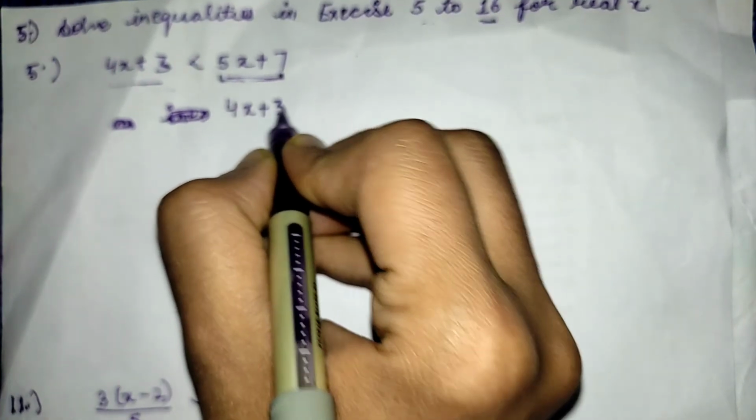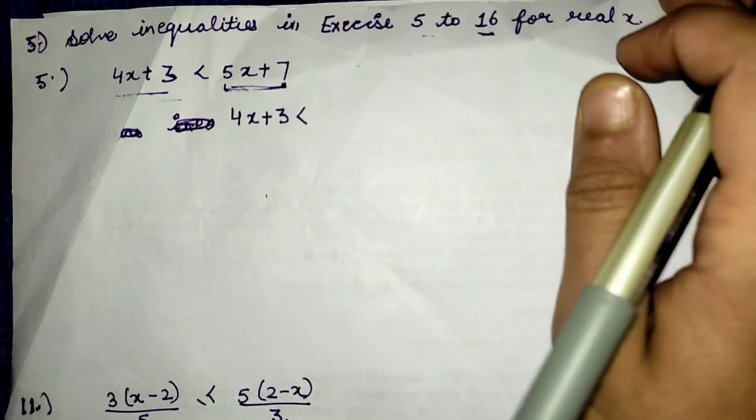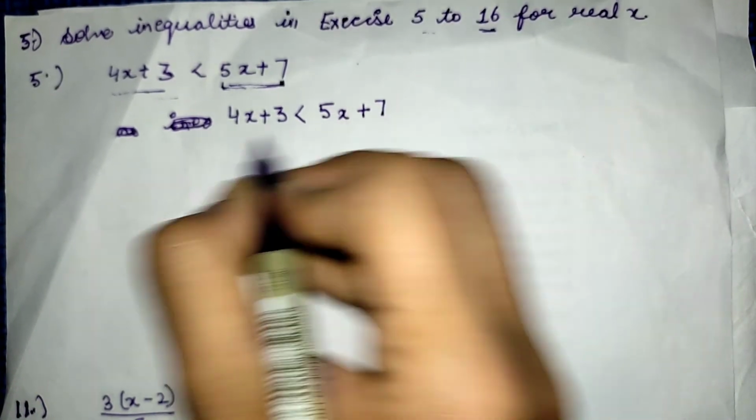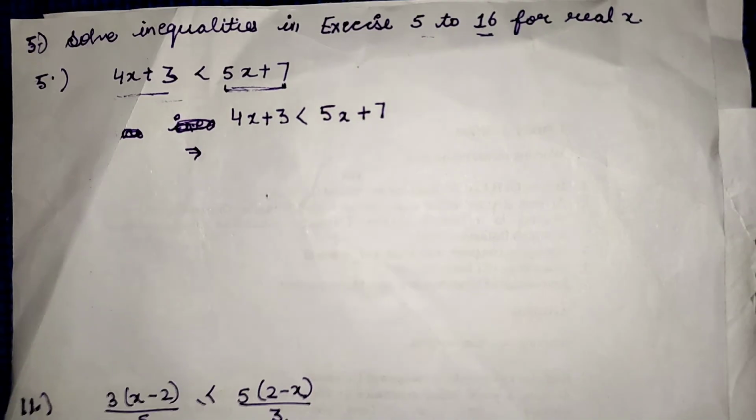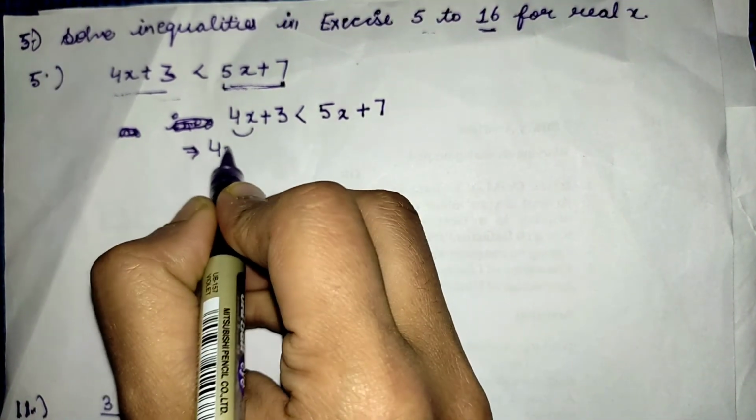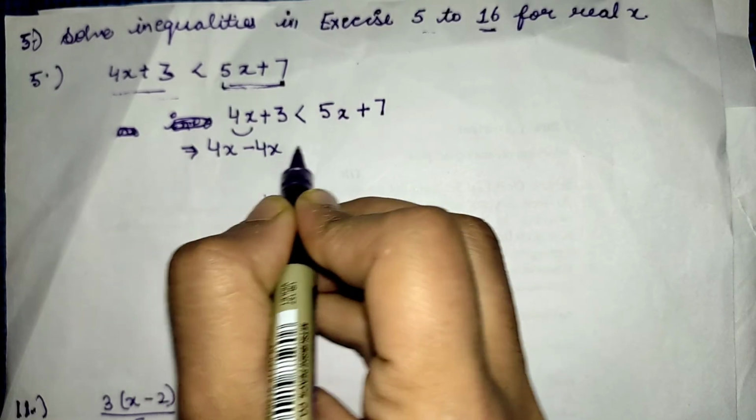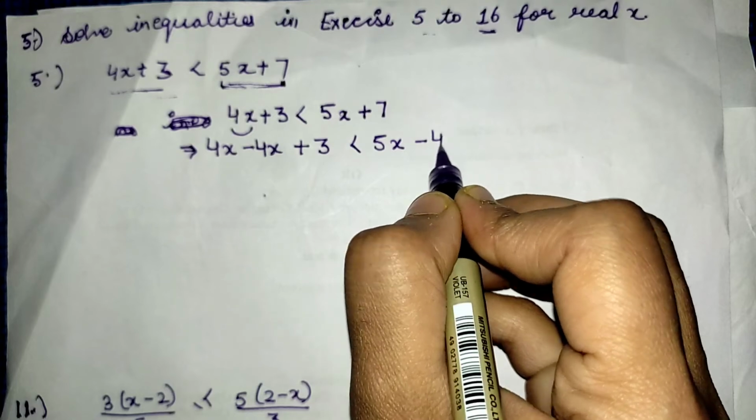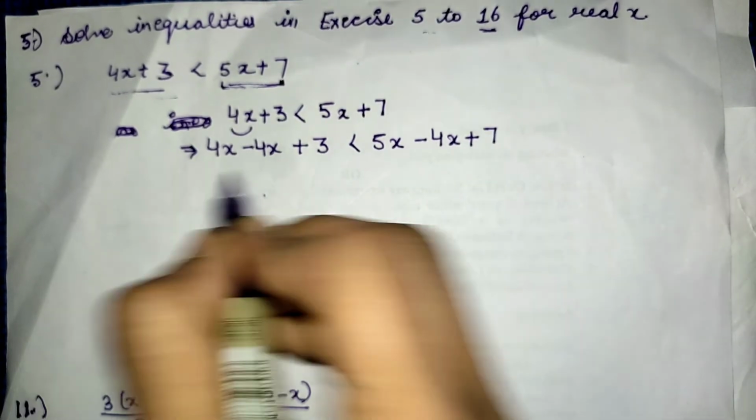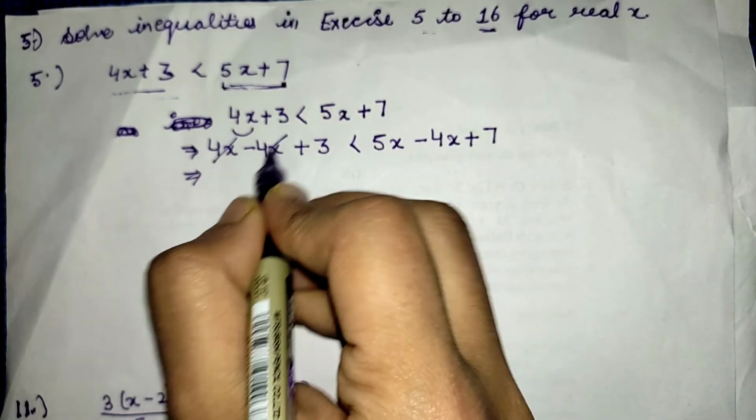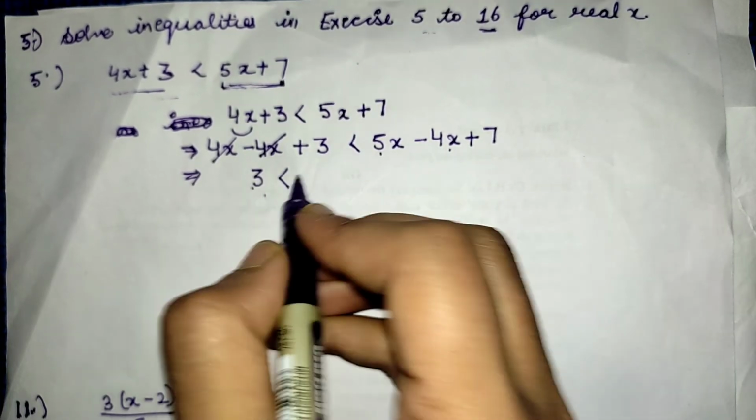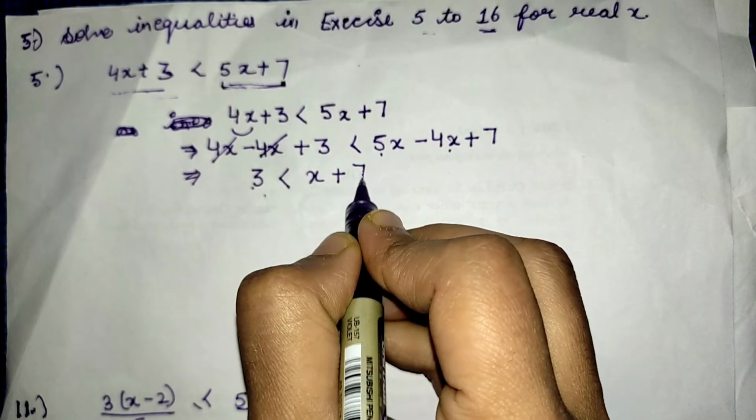4x plus 3 is less than 5x plus 7. What I will do now? I will remove this 4x from both the sides. 4x minus 4x plus 3 is less than 5x minus 4x plus 7. So 4x and 4x will get cancelled out. I will be left with 3 should be less than x plus 7.